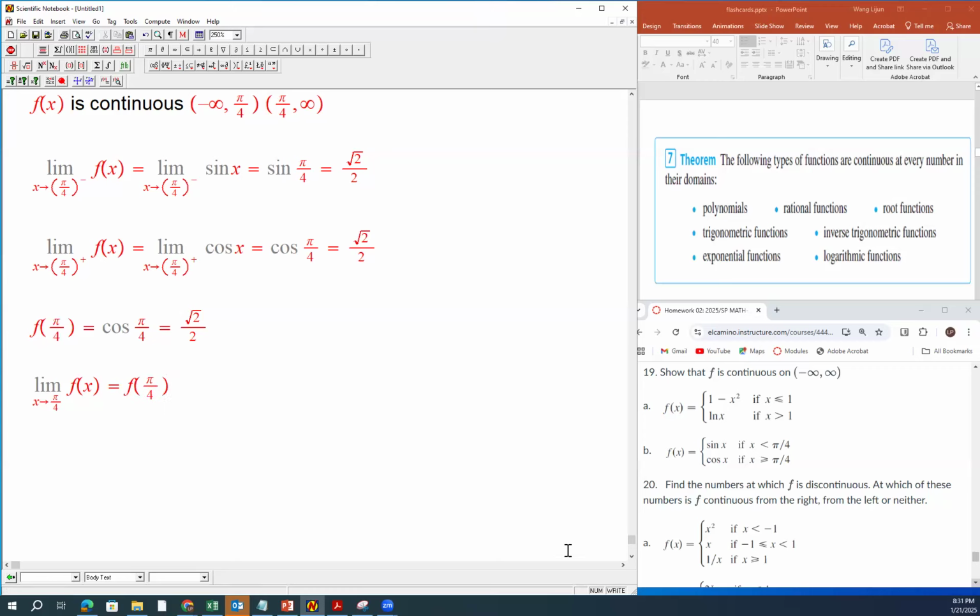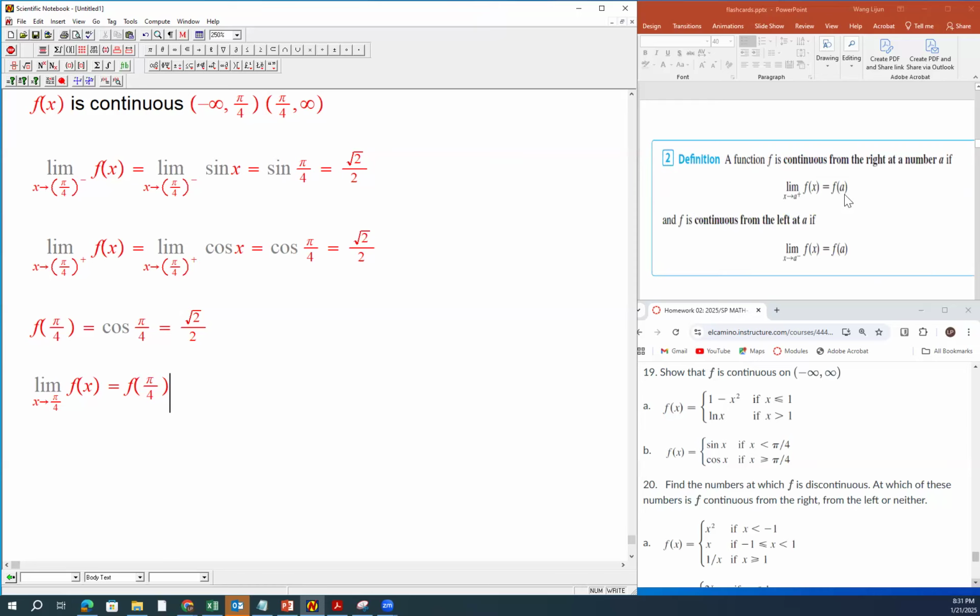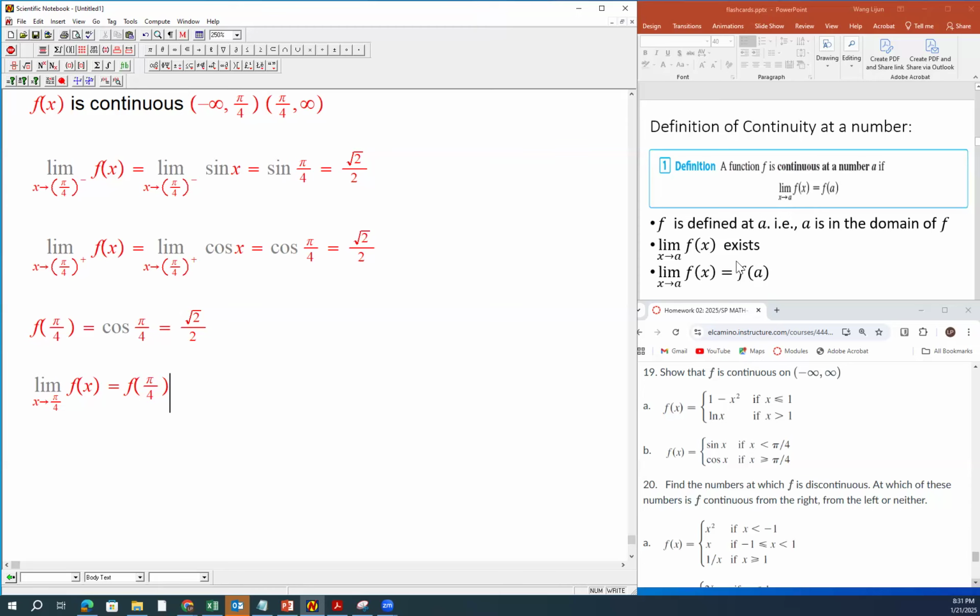Okay, then you say, why don't you write root 2 over 2? You could, but the reason I like to write it this way is that I want to quote the definition. The definition is that the limit as x approaches a, which is pi over 4 here, of f of x equals f of a, f of pi over 4. So this way, I'm quoting the definition to make my case. Okay, so it's continuous. Therefore, you can say f is continuous at pi over 4.